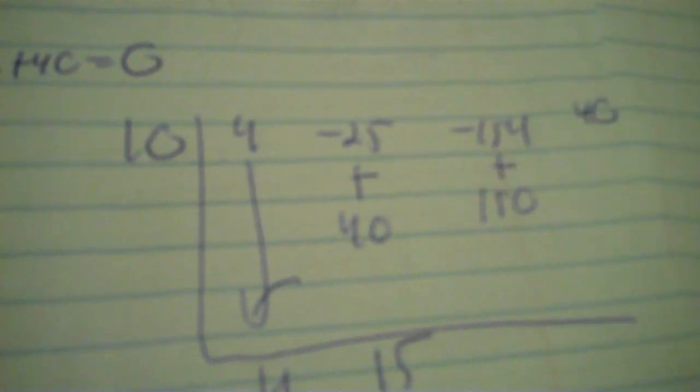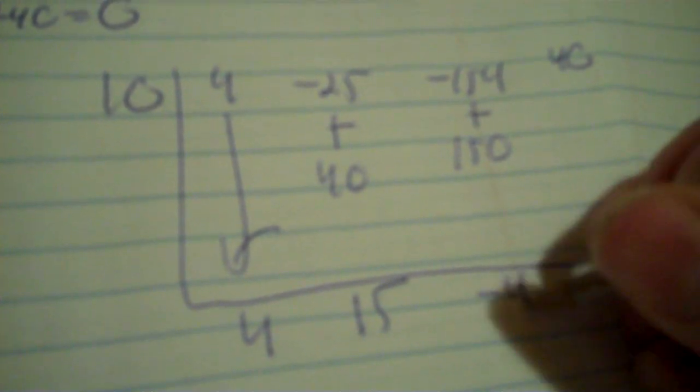So I drop the 4. 4 times 10 is 40. I add, that's 15. 15 times 10 is 150. I add, it's going to be negative 4. Negative 4 times 10 is negative 40. I add, and I get remainder 0.